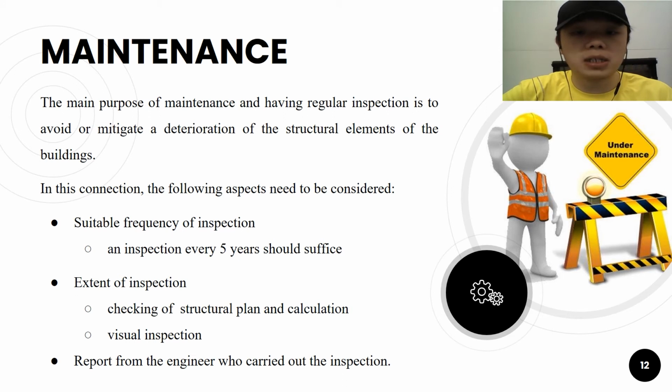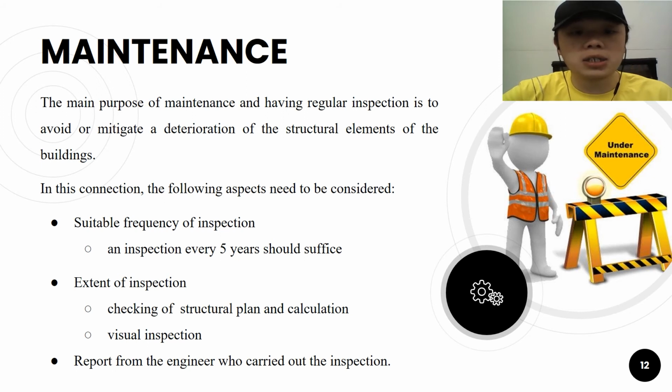Since the purpose of the inspection is to detect and identify the structural defects, an inspection every 5 years would be sensible and should suffice. And second, extent of inspection. Firstly, if the structural plan and calculation are available, then they should be checked. Such checking should be along the line of the structural check.